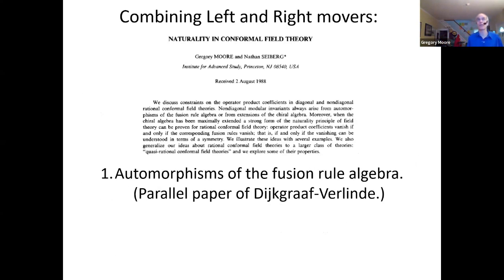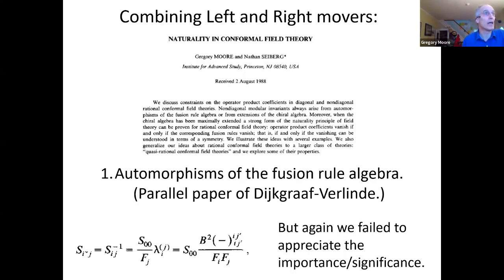So we tackled the third part first, how to combine left movers and right movers. And that was a paper, Naturality in Conformal Field Theory. And we made the important remark that it should be governed by automorphisms of the fusion rule algebra. A parallel paper of Dijkgraaf and Verlinde made the same remark. Nowadays, we would say you study autoequivalences of the braided fusion category. And again, we wrote this formula for the S matrix and again failed to appreciate the importance and significance.